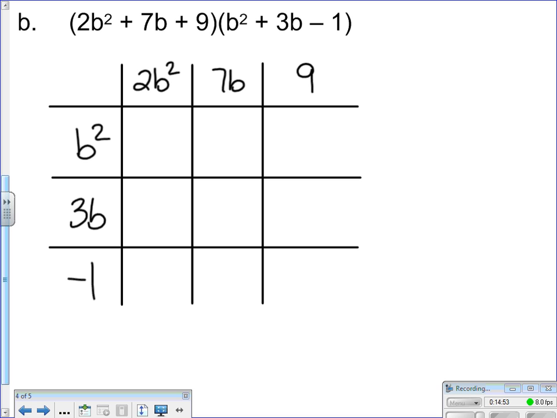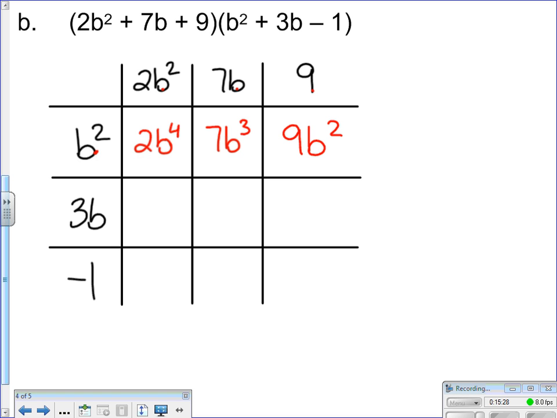We'll start out with the b squared times 2b squared. That's 2b cubed. And then b squared and 7b. That's 7. Oh, I'm sorry. That was a b to the 4th. 7b cubed. And then lastly, b squared times 9 makes 9b squared.